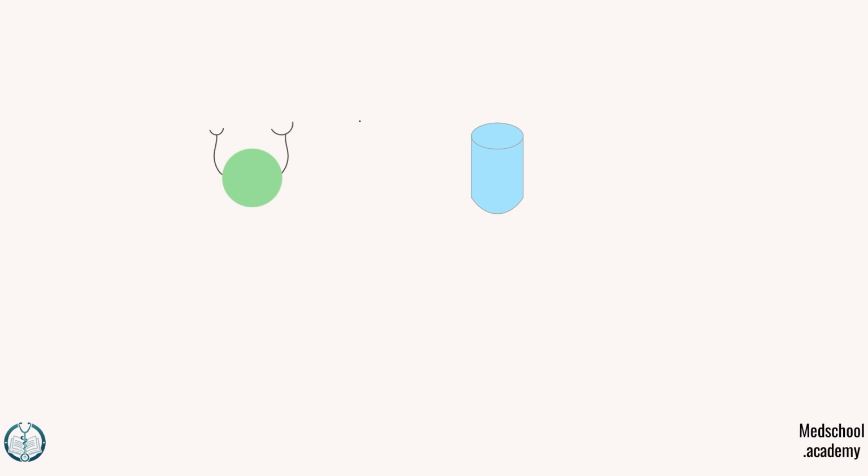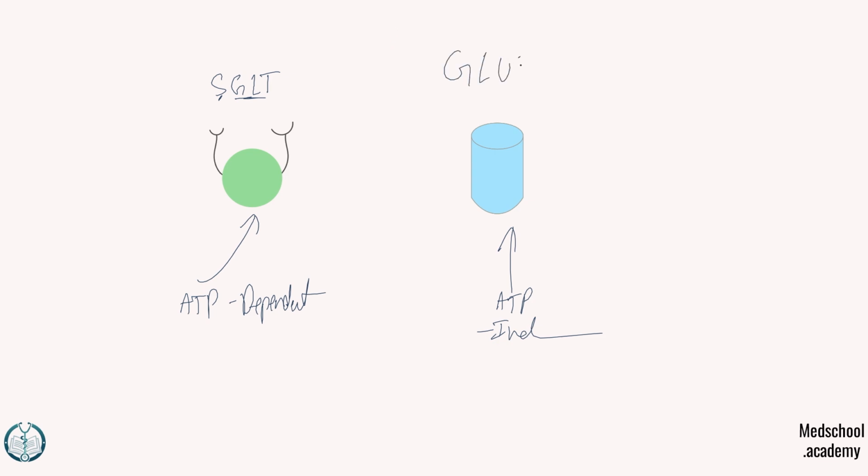Okay, let's discuss 2 different ways glucose enters a cell. This one is ATP dependent, meaning it requires energy, and this one is called SGLT, which stands for sodium glucose transporter. And this transports, as the name suggests, sodium and glucose to the inside of the cell. And next we have ATP independent. So now this is called GLUT, standing for glucose transporters.